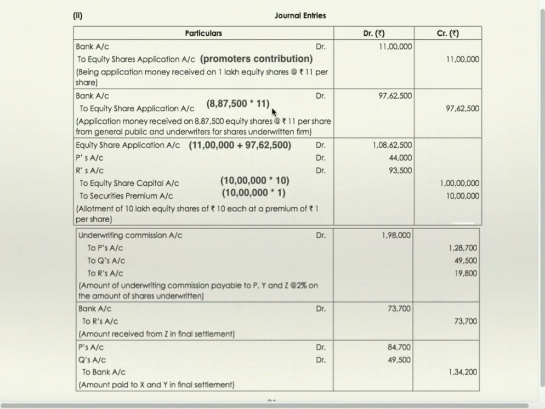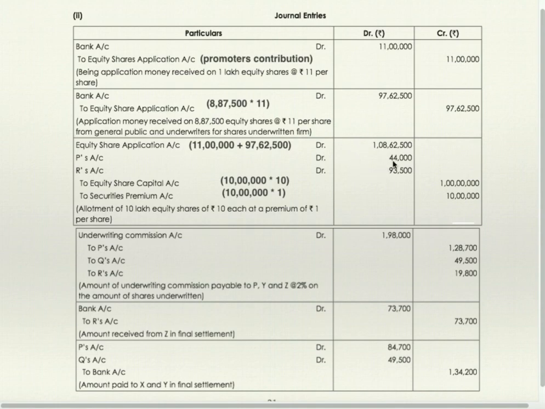8,87,500 into 11. Now this equity share application will be transferred to equity share capital as well as securities premium. 10 rupees out of this 11 will be transferred to capital, 1 rupee will get transferred to securities premium account. Equity share application account debit, that is addition of these two, 11 lakhs plus 97 lakhs 62,500. Equity share application credit in first two entries, now you will debit it.